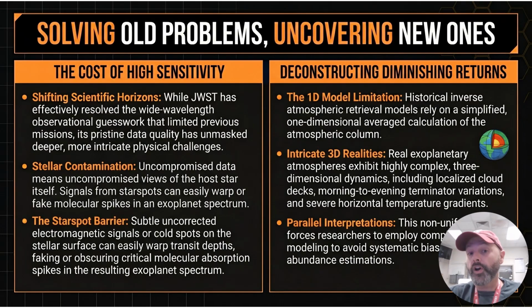So we're solving old problems and uncovering new ones, shifting scientific horizons. While James Webb Space Telescope has effectively resolved the wide wavelength guesswork that limited previous missions, its pristine data quality has unmasked deeper, more intricate physical challenges. There's stellar contamination, like I said, with bright stars. So uncompromised data means uncompromised views of the host star itself.